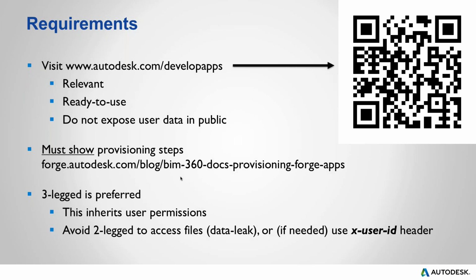use the X-User-ID header on the request. That way you can act as the user with the respective user ID. So that way you're not exposing data from one user to the other. More important to that is when you have two-legged and you are just accessing the data, you may come to a scenario where you are accessing information from one company and exposing that to users from a different company. So that's even worse, right?